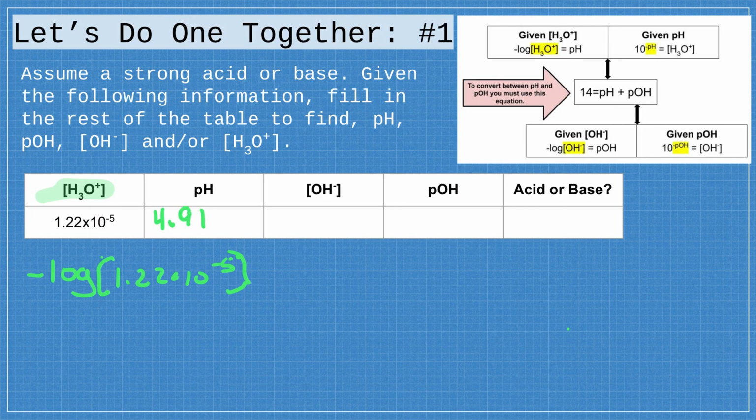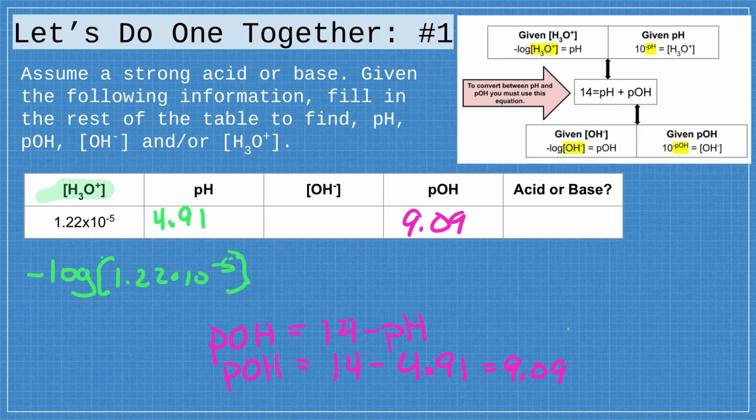You just leave it as the pH of 4.91, okay? So then we want to note the hydronium ion or hydroxide ion concentration and the pOH. So the pOH is going to be 14 minus the pH. So pOH is equal to 14 minus 4.91, and we get our pOH of 9.09.